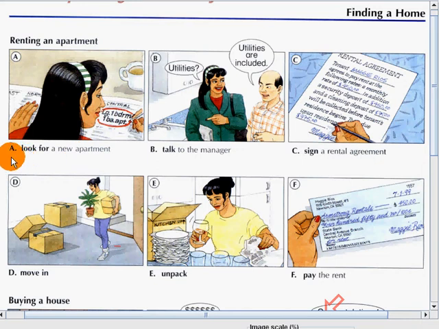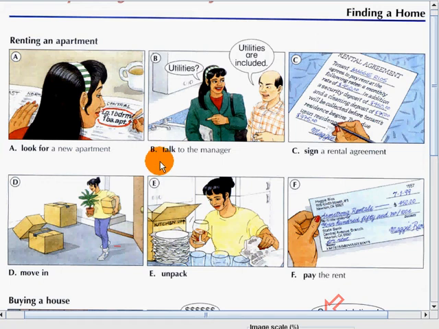Step A. Look for a new apartment. You can read the newspaper when you are looking for a new apartment. Maybe you can find different places or establishments or buildings offering apartments. Now, if you decided to have that place, let's move to letter B.